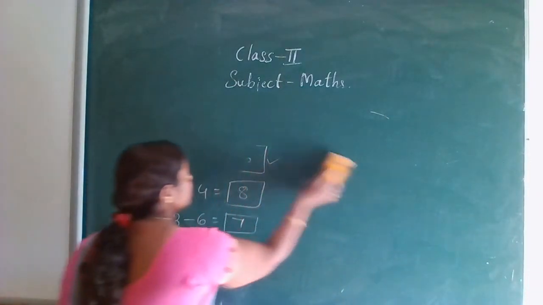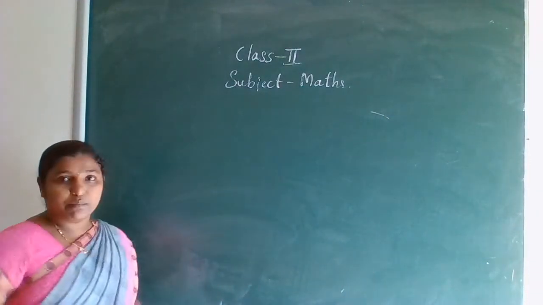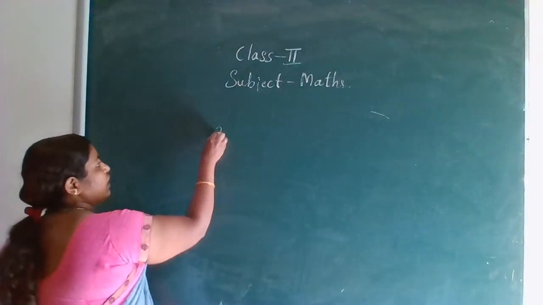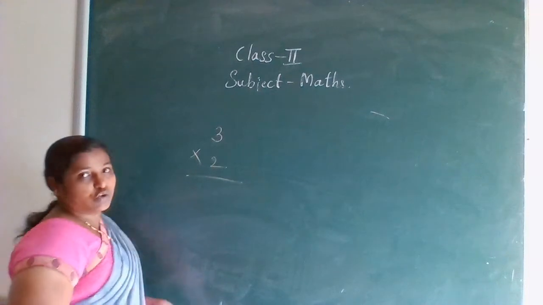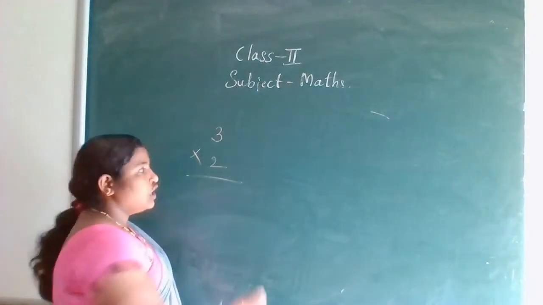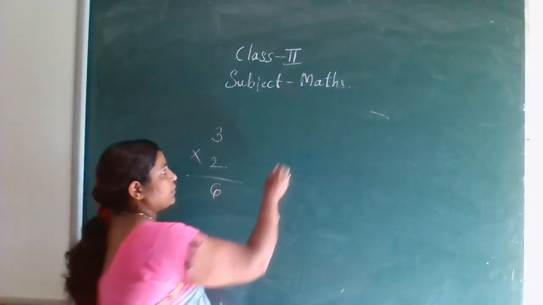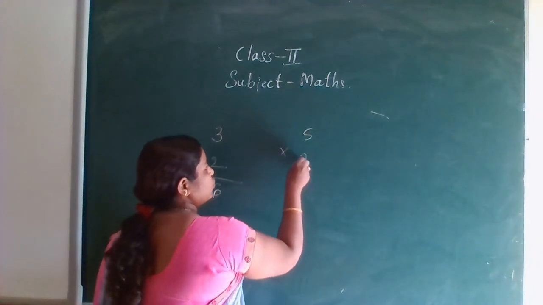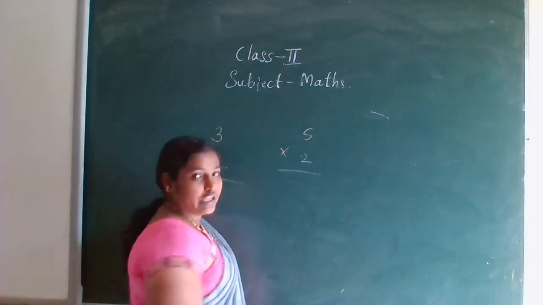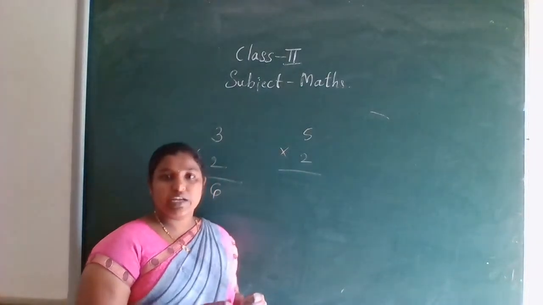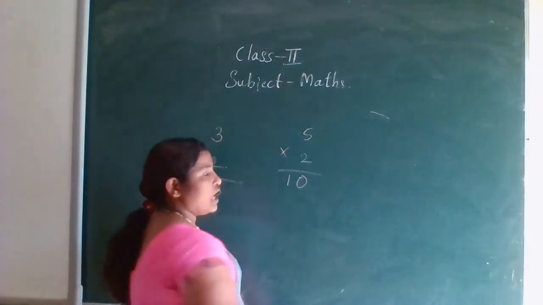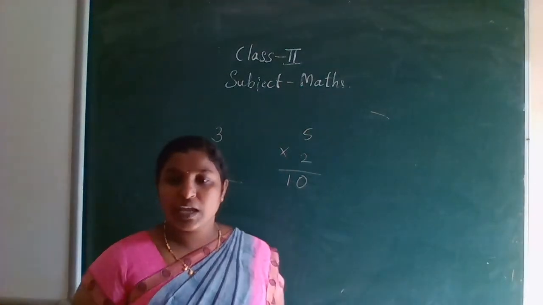To do this, you need to know the tables. 3 multiplication with 2, 2 into 3. 2 1s are 2, 2 2s are 4, 2 3s are 6. 5 into 2. 2 5s are, you should read tables. 2 1s are 2, 2 2s are 4, 2 3s are 6, 2 4s are 8, 2 5s are 10 is the answer. So this is known as multiplication.